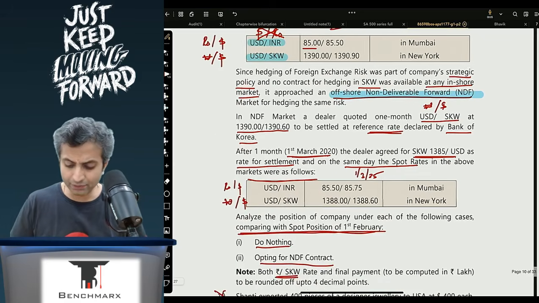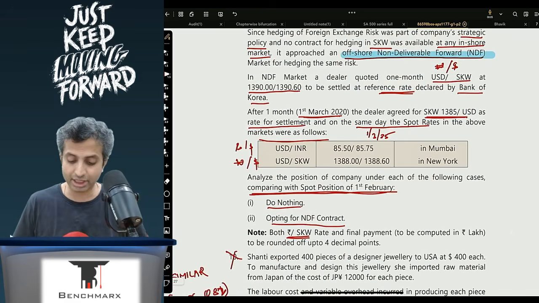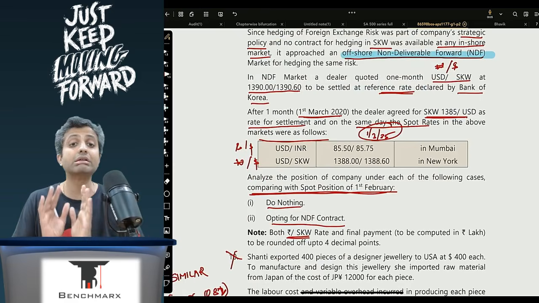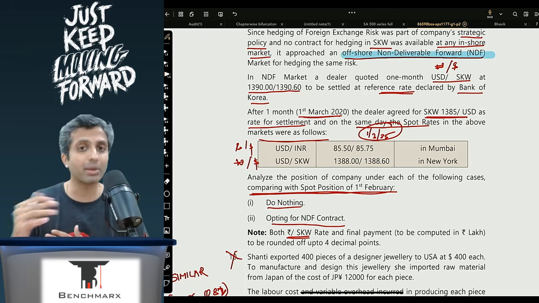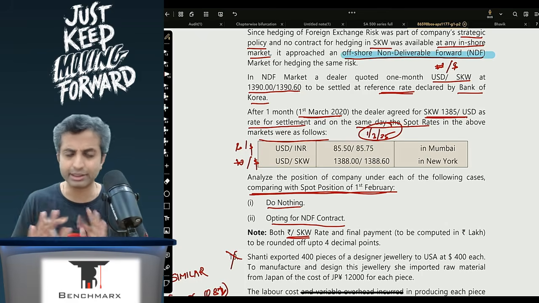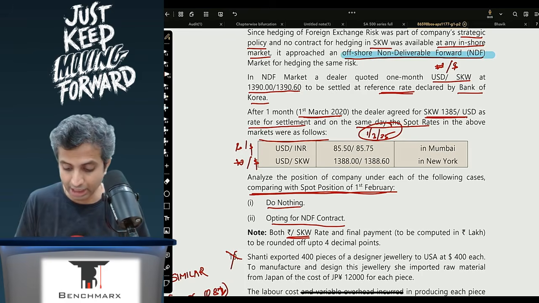So if you do nothing, then the transaction will settle at the 1st of March spot rate, the cross currency spot rate. Here the challenge will be deciding the bid and ask rates, but we'll do that quite easily. Should not be a problem for most of the students. And the final payment to be computed in rupees lakhs.